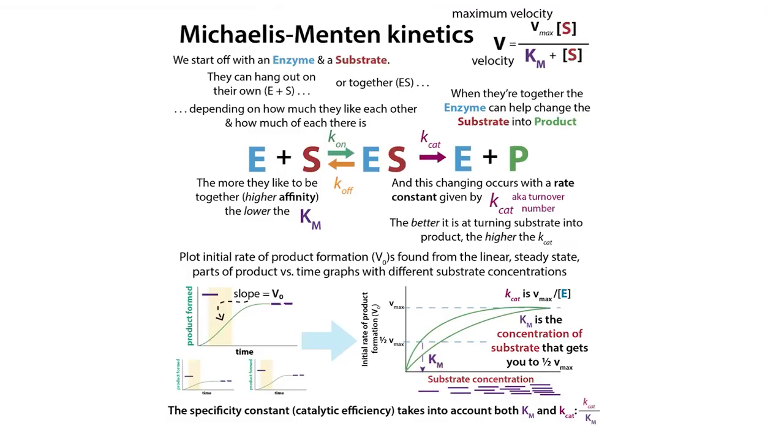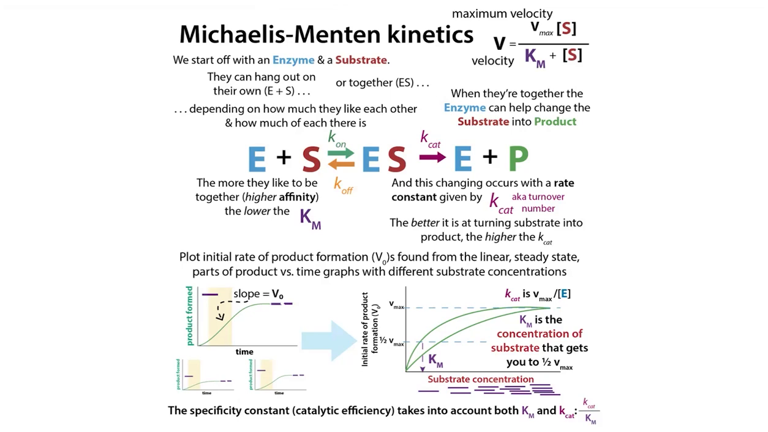So first, let's just review our Michaelis-Menten kinetics. We basically have the situation where the enzyme binds to the substrate, and then it can bind and unbind and bind and unbind, and those are given with rate constants of K on and K off. Once it's bound, you have this enzyme substrate complex that can then get catalyzed, converting that substrate into product, and this is given by our kcat.